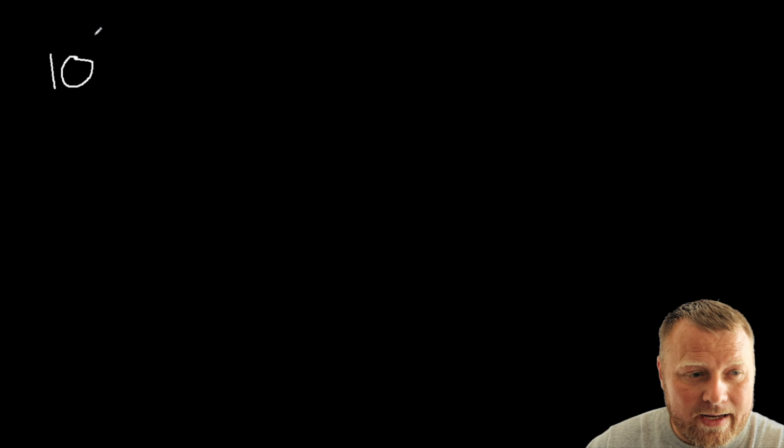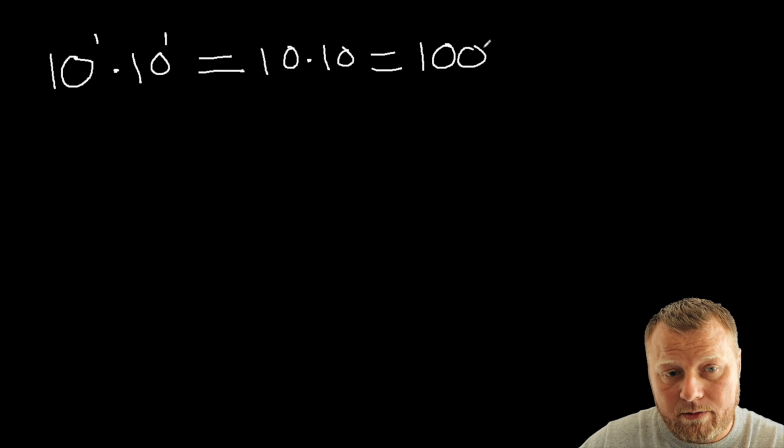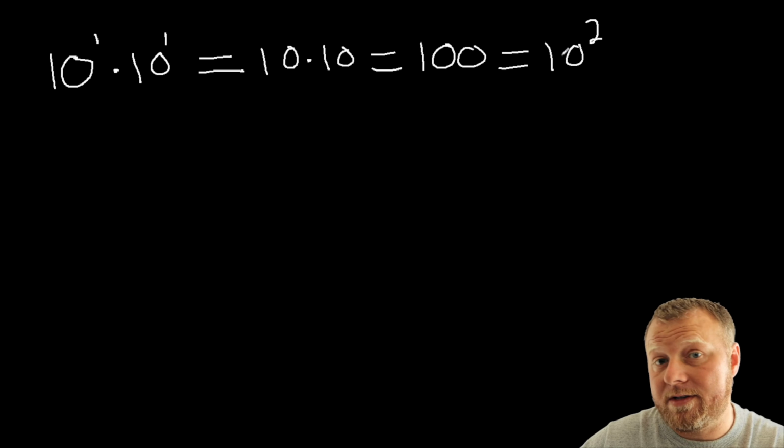With that derivation, I'm going to start with tens because I think that's an easy number to work with for exponents. We're going to say 10 to the 1, and then I'm going to multiply that by 10 to the 1. What is that equal to? Well, we know it's equal to 10, because if we get rid of the ones, it's just 10 times 10, which is equal to 100. Which is equal to 10 squared, because we know that 100 is 10 squared.